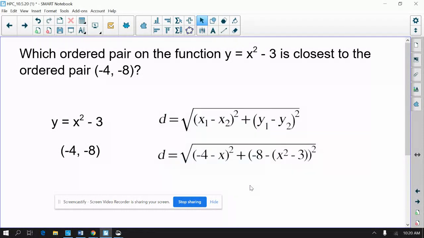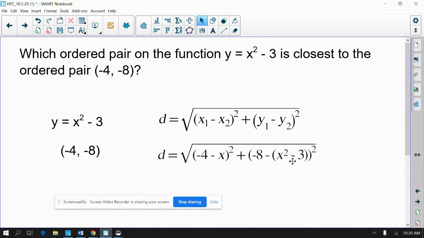And be careful and write clearly when you are writing this function because the parentheses are totally critical. If you miss one, you're not going to get the correct answer. So see that this is one y value minus the second y value. And then that difference, that whole difference is being squared.